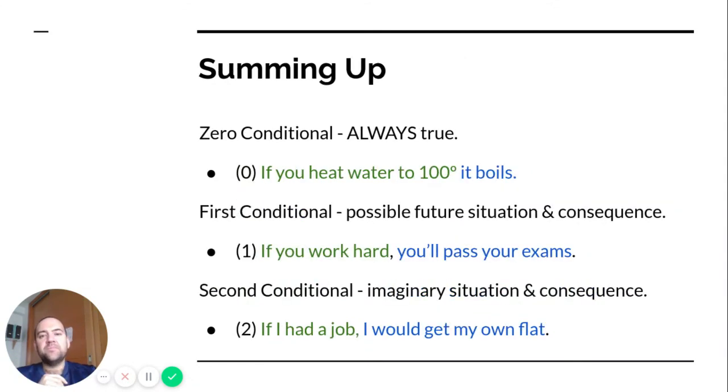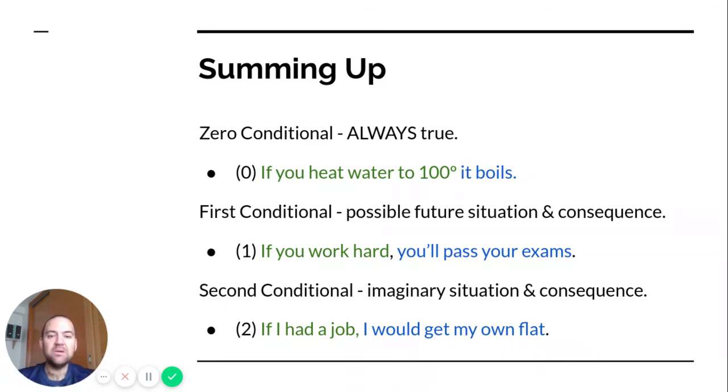Okay? So, summing up, the three types of conditional sentences that we've just talked about, from most true to most imaginary. Yeah? So, true, somewhat true, imaginary. So, zero conditional. These are always true. If you heat water to 100 degrees, it boils. Guaranteed. Yeah? If you work really hard, you'll pass your exams. Okay? That one is first conditional. This is a possible situation because I'm giving you the chance of working hard. Okay? And the second conditional is an imaginary situation and the consequence.